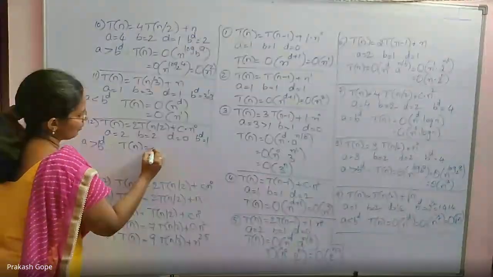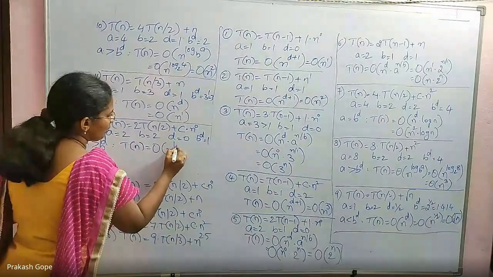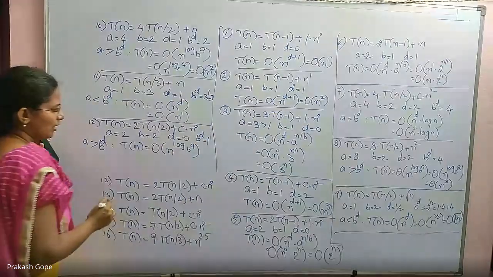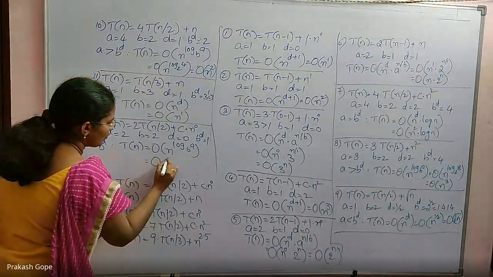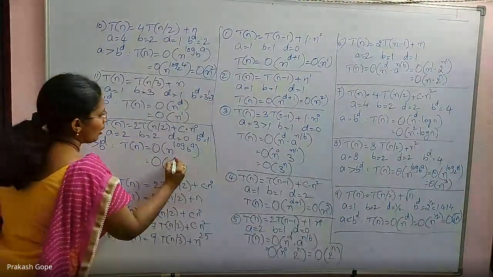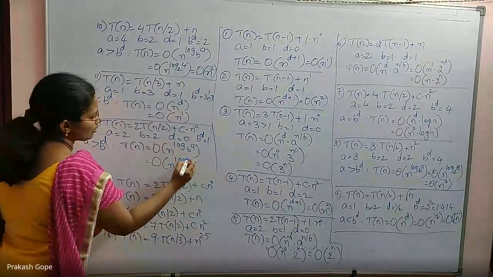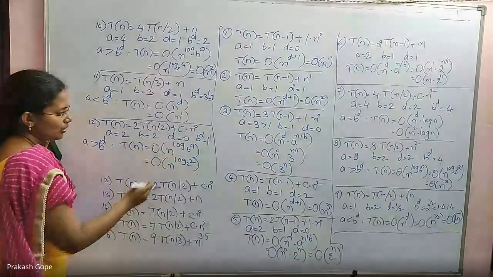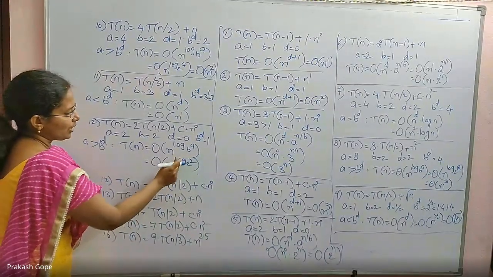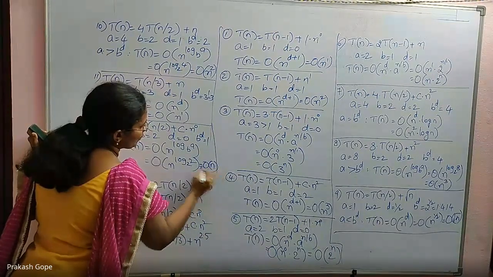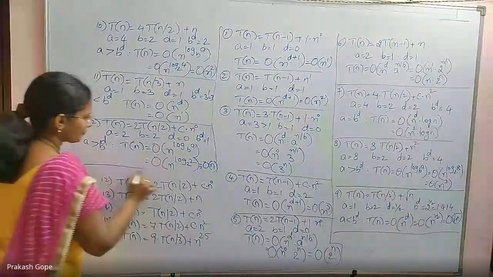So T of n is equal to big O of n power log A to the base B. Big O of n power log A is 2, B is also 2. Log 2 to the base 2 is 1. So n power 1, big O of n power 1, which means big O of n.